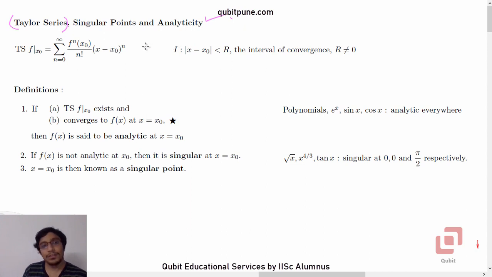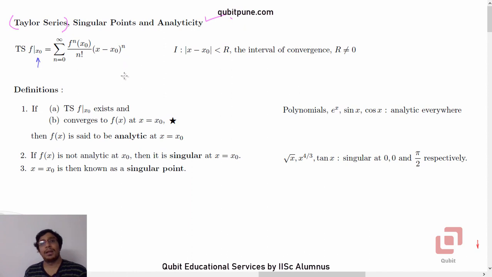So how do we define the Taylor series of a function about the center x0? We define it as follows. The Taylor series of the function f centered at x0 is given by the summation as n runs from 0 to infinity. The coefficients are the nth derivative of the function at x0 upon n factorial, into the standard term, that is x minus x0 to the power n.